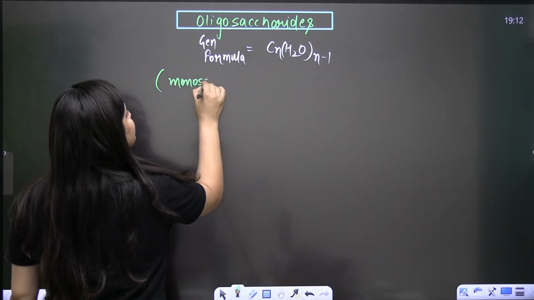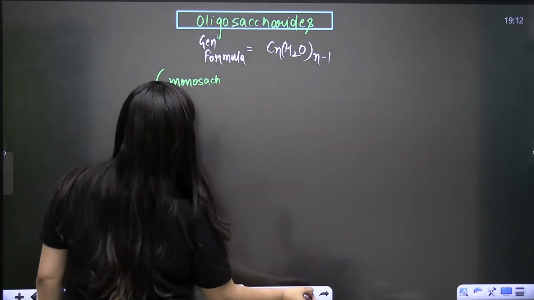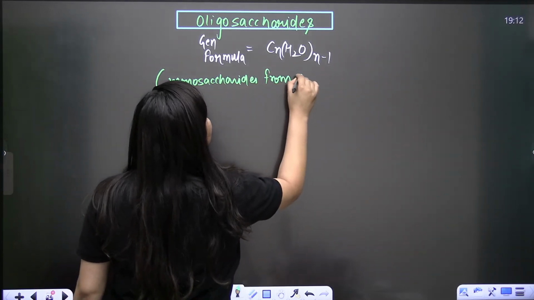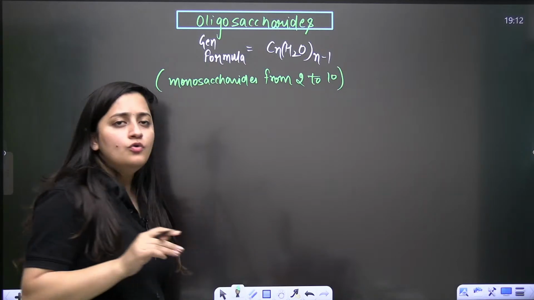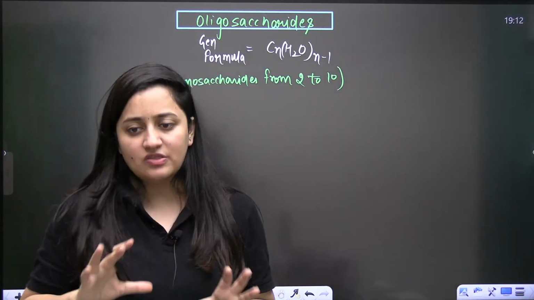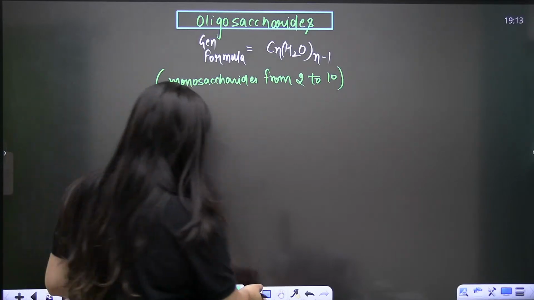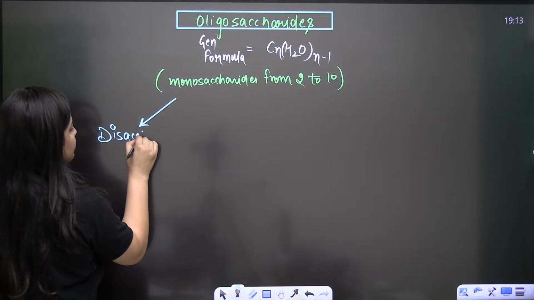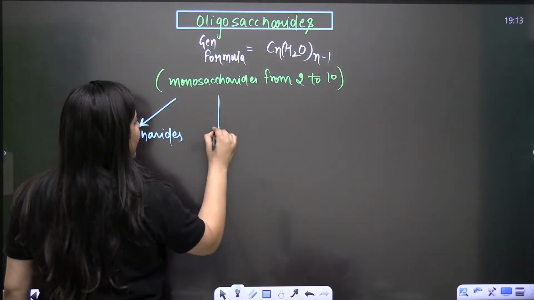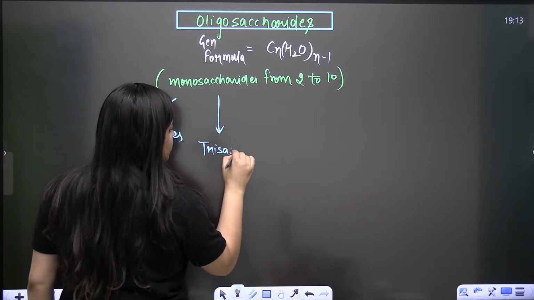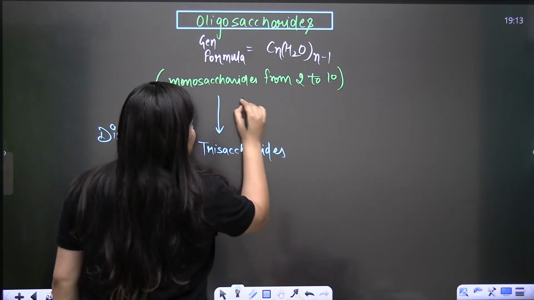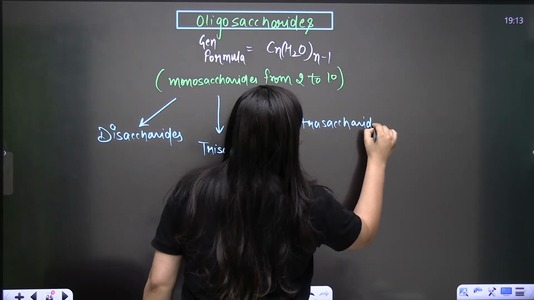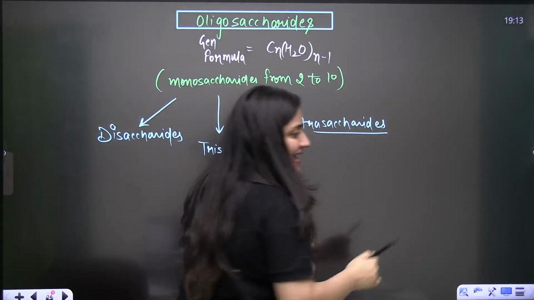Now here in the oligosaccharides we have monosaccharides, obviously. You have monosaccharides from 2 to 10. So when 2 to 10 monosaccharides join, they form the oligosaccharide. Let me explain it in a better way. In the oligosaccharides, you have disaccharides, trisaccharides, tetrasaccharides, pentasaccharides, hexa, hepta, like this.